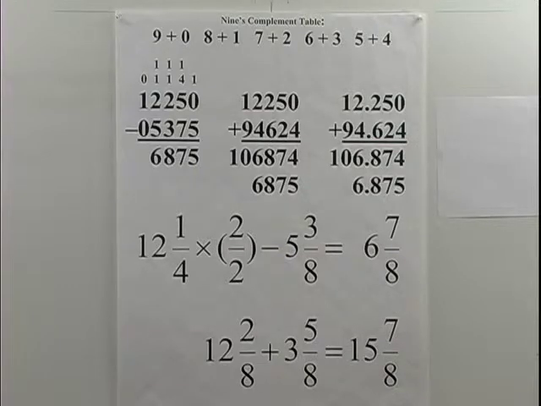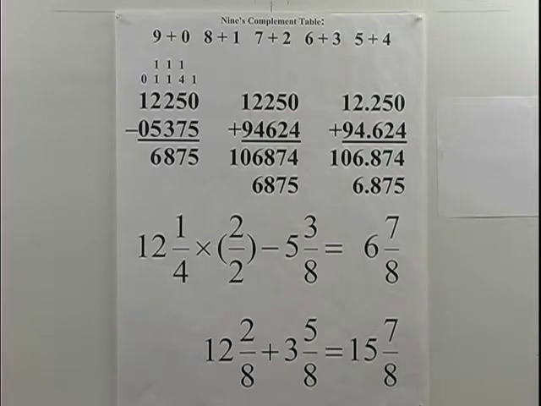Does it work for mixed numbers? This number, translated into a mixed number, 12.250, is 12 1/4. This number, when translated into a mixed number, 5.375, is 5 3/8. From 12 and 1/4, I want to subtract 5 and 3/8. But I'm going to use the 9's complement procedure. So I have to find the 9's complement of this subtrahend, 5 and 3/8.